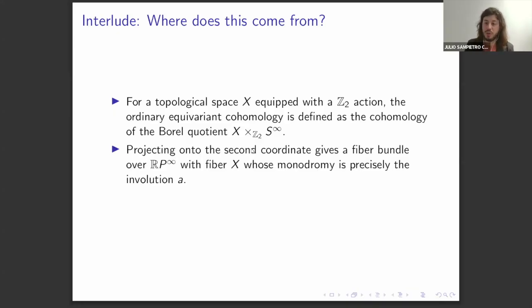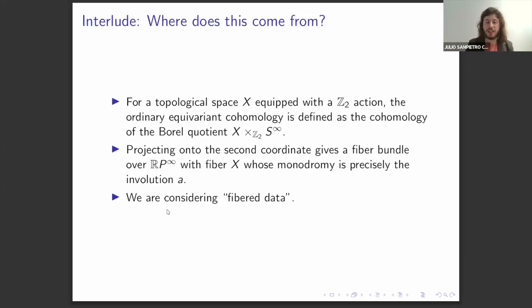This projects onto RP infinity and is actually a fiber bundle with fiber X, and the monodromy around the only non-trivial element in pi 1 is going to be the involution. So in some sense, it makes sense because the non-trivial element of pi 1 is represented by going from a negative pole to a positive pole, and that's where we're twisting. So we're taking into account the monodromy in some sense. So this is where it all comes from.